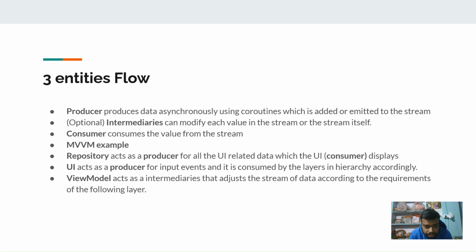Let's understand it with an MVVM example. Repository acts as a producer for UI related data, and the UI consumer displays the data. UI acts as a producer for input events, which are consumed by the layers in the hierarchy. ViewModel acts as an intermediary that handles data or events according to the requirements of different layers. We'll move to the next slide.